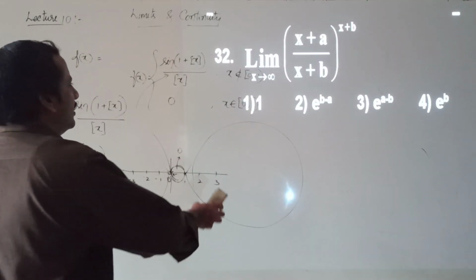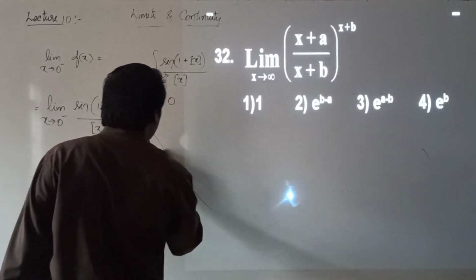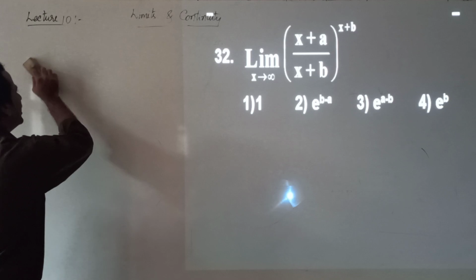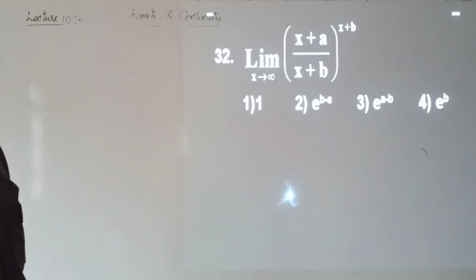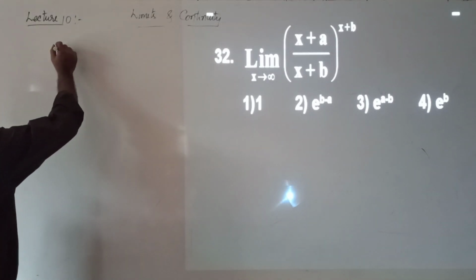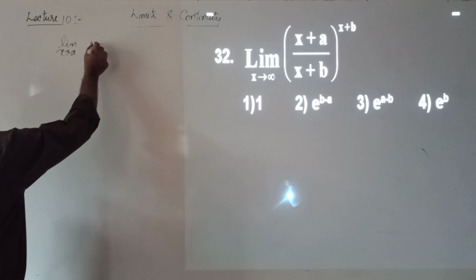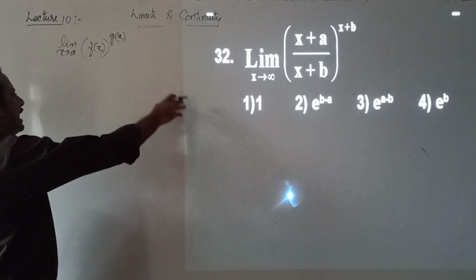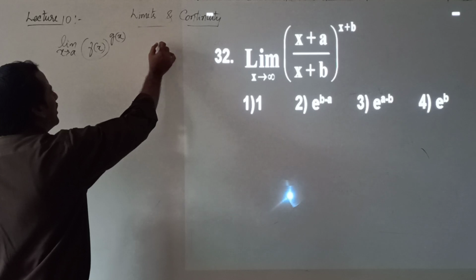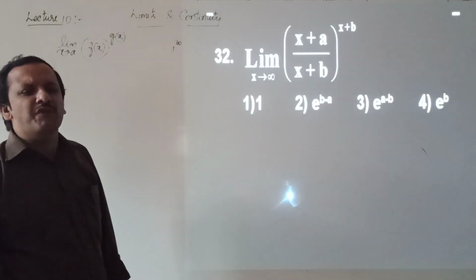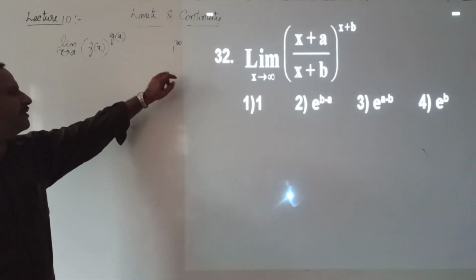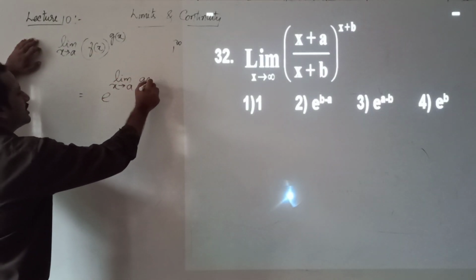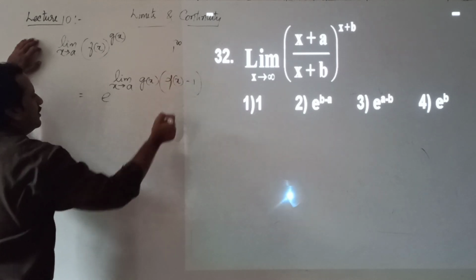Next, 32. Limit x tends to infinity, ((x + a)/(x + b)) to the power x + b is equal to. Okay. See, I would like to recall one formula which you already know. I have explained it in our earlier class. That is, when you have limit x tends to a of f(x) to the power g(x), and if we directly apply the limit and you are getting 1 power infinity form, then we can write this as e to the power limit x tends to a of g(x) into (f(x) minus 1).